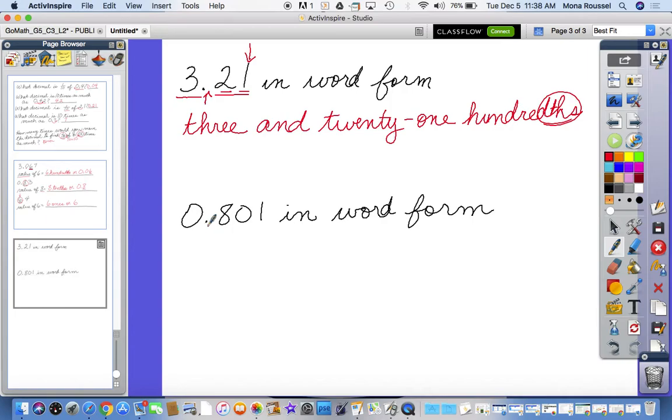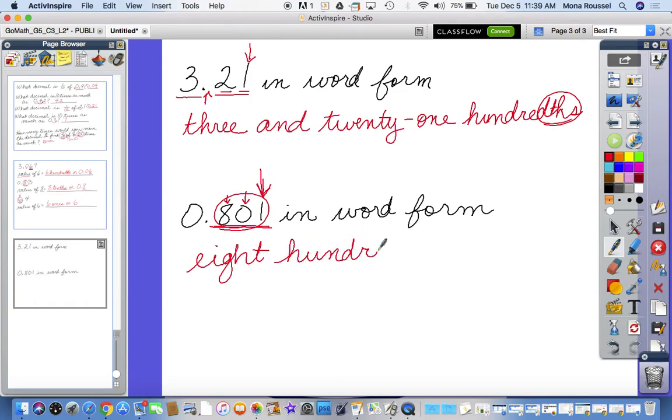The second example has a 0 in the ones place. We would not read "0 and," because 0 does not have a value. When you have a number such as this, you will not read anything until the part behind the decimal. And you read that as one complete number, 801, and then you count out your decimal places to see what column it ends in. The 8 is in the tenths place, the 0 is in the hundredths, the 1 is in the thousandths.